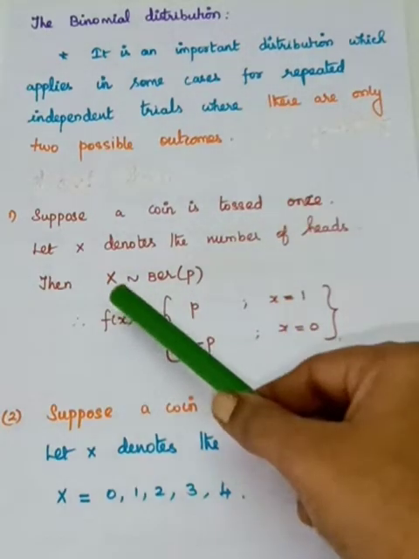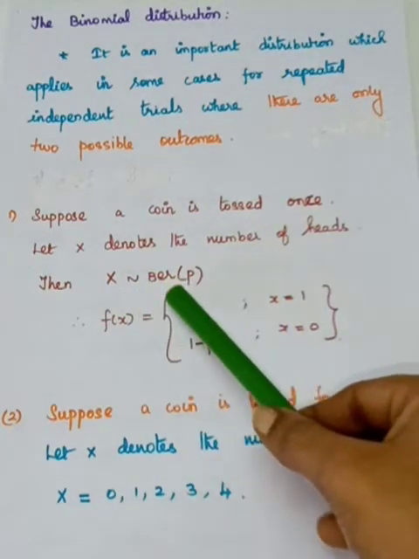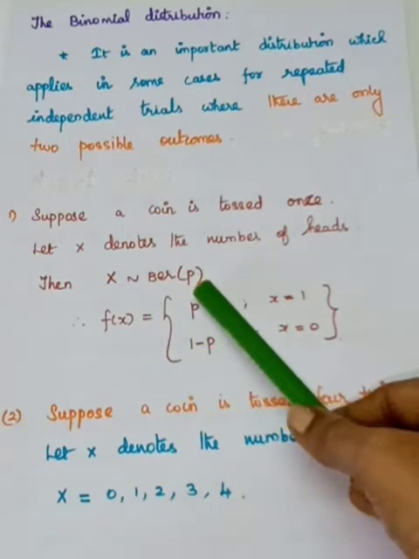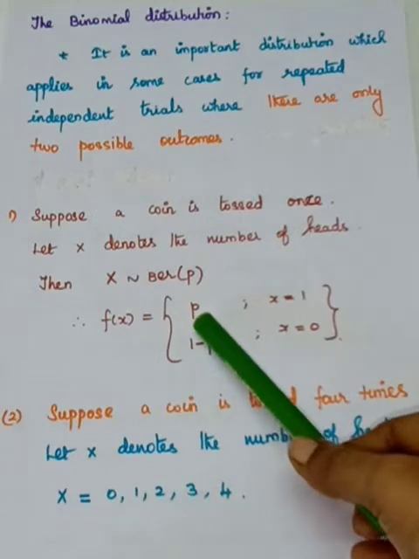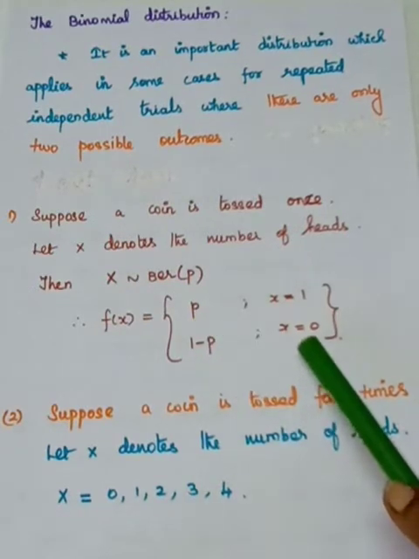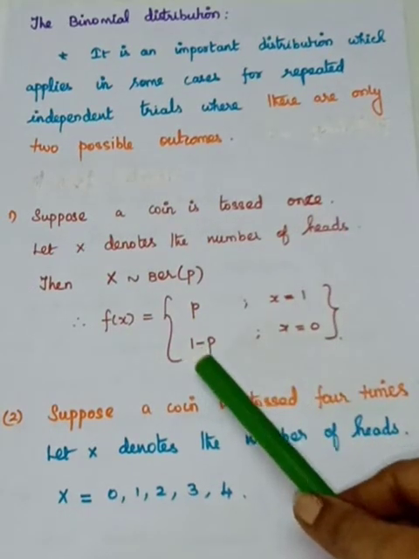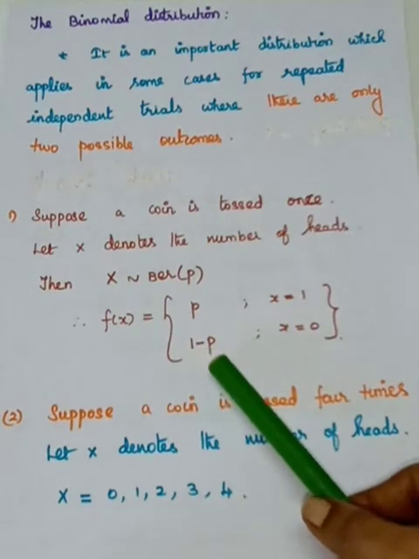Therefore x follows Bernoulli distribution with the parameter p. That is, when x equals 1, the probability of success is p. When x equals 0, you will get failure, that is q, that is 1 minus p.